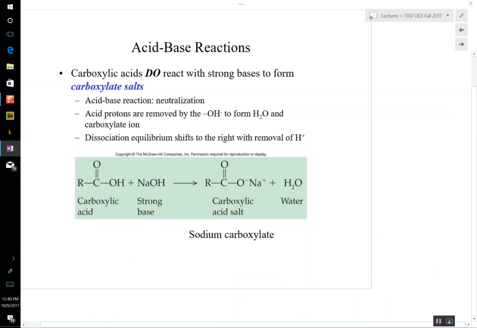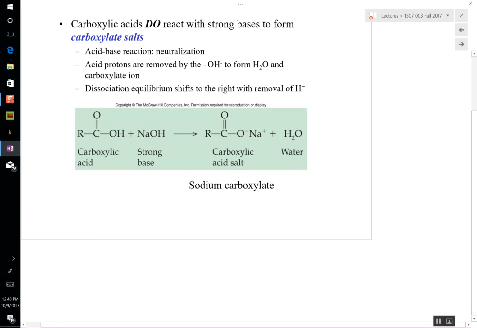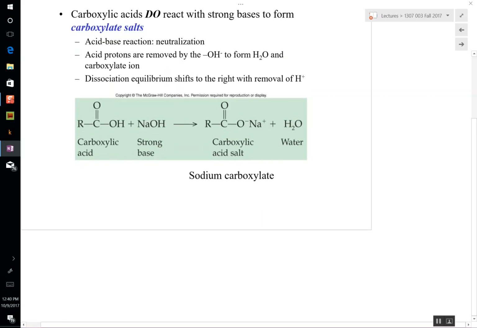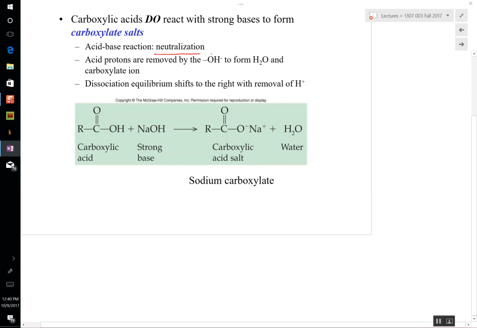All right, so the first real chemical reaction to talk about is just what you are also familiar with from 1305, that an acid plus a base forms a salt and water. And what are carboxylic acids? They're acids. So if we were to take vinegar and react it with sodium hydroxide, we would get a salt and water. This is a neutralization reaction.